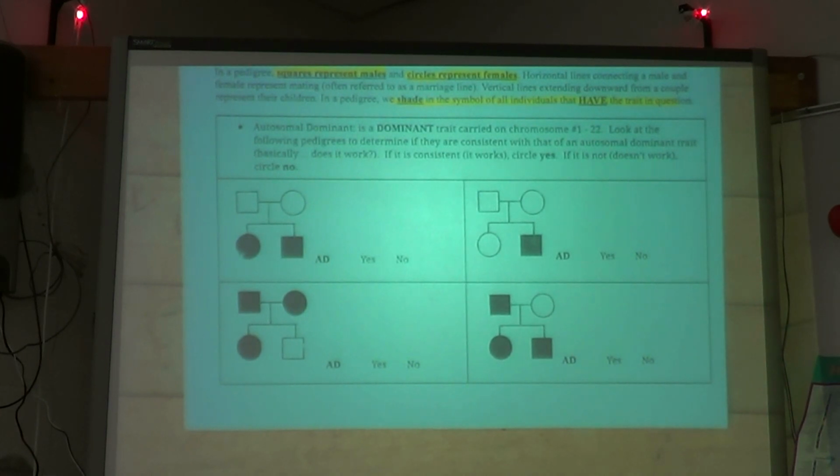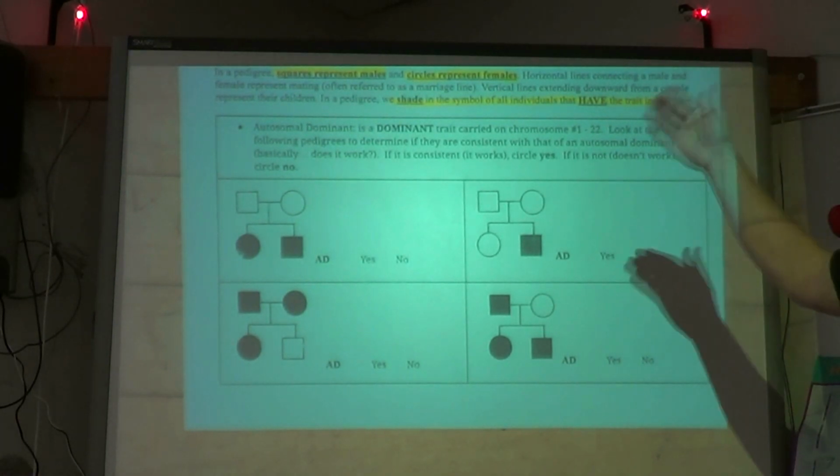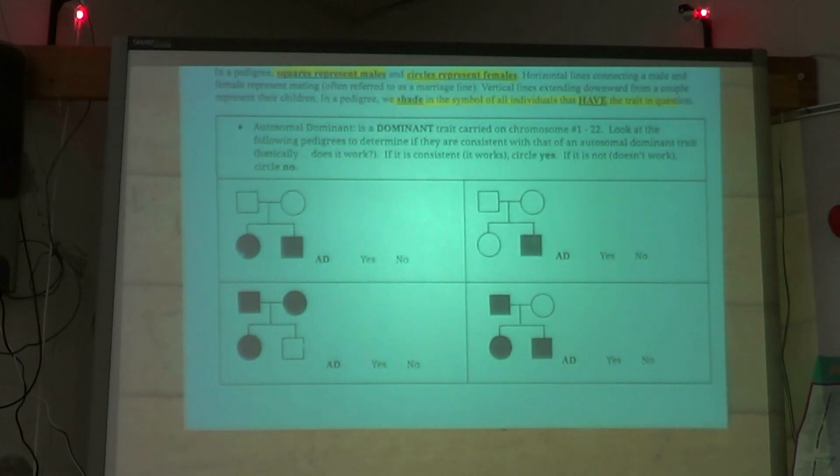The idea is if the pedigree is consistent, every box, every person is possible, it's good. If something breaks down, if something doesn't work, then it's not consistent, and we circle no. Again, we're not looking to see if this son is really the son of the parents. We're trying to determine if the trait we're looking at is an autosomal dominant trait. Could it go through a family lineage if it's an autosomal dominant trait?